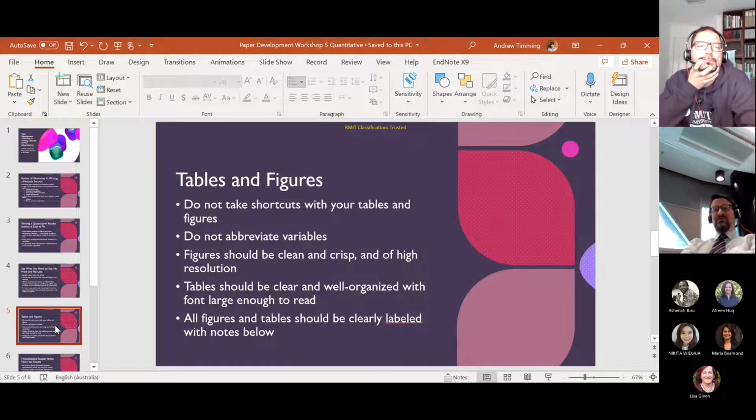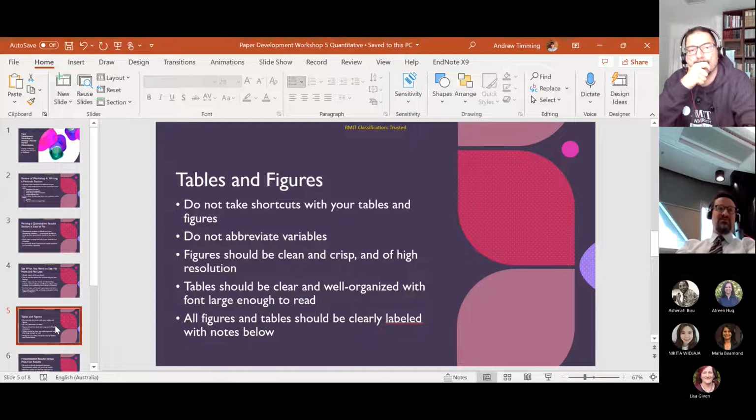Don't abbreviate your variables. I've seen a lot of people do this, abbreviating variables so it's not clear to the reader what that particular variable means. So where it's possible, use the full name of the variables. Make sure that your figures, which is especially relevant in the case of path diagrams or structural equation modeling, are clean, crisp and of a high resolution. Don't present a sloppy set of figures because it reflects poorly on the effort and the time that you've put into creating the paper.